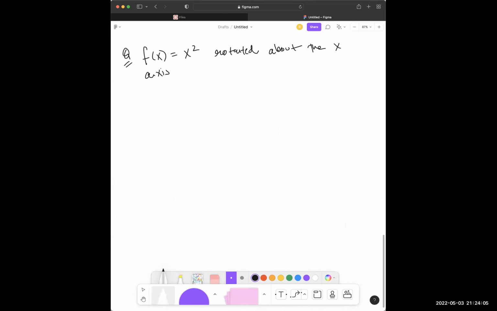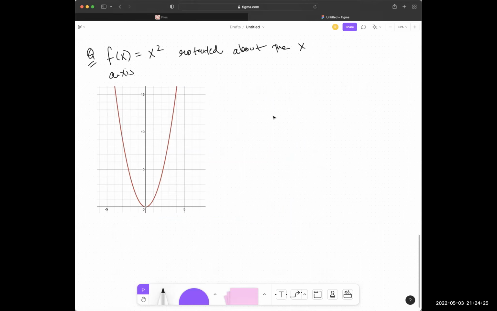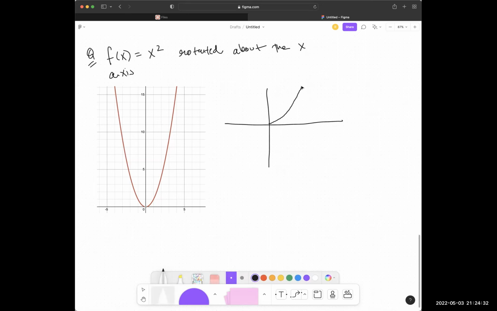So this one is to essentially have f of x equals x squared. That's our function here, and we're rotating about the x-axis. If you've ever seen this function, it basically looks like this, where you have this piece here. But again, we're really only looking at the right side of the graph here. So what we're really looking at is this guy here. And if we're rotating it around the x-axis, we're going to go this way.